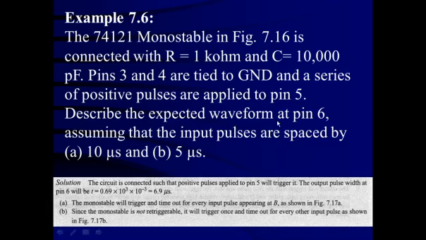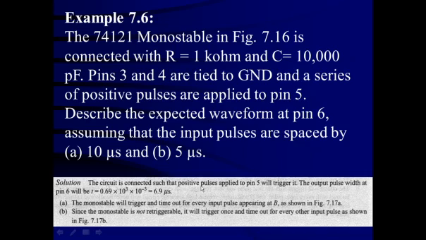Describe the expected waveform at pin number 6. Assume that the input pulses are spaced by 10 microseconds in case A, and by 5 microseconds in case B. First of all, what is the pulse duration? That we will find out using the formula 0.69 RC. The circuit is connected such that positive pulses applied to pin number 5 will trigger it.